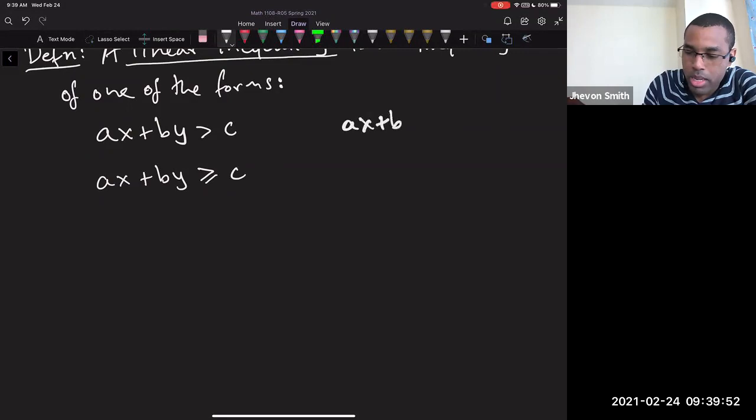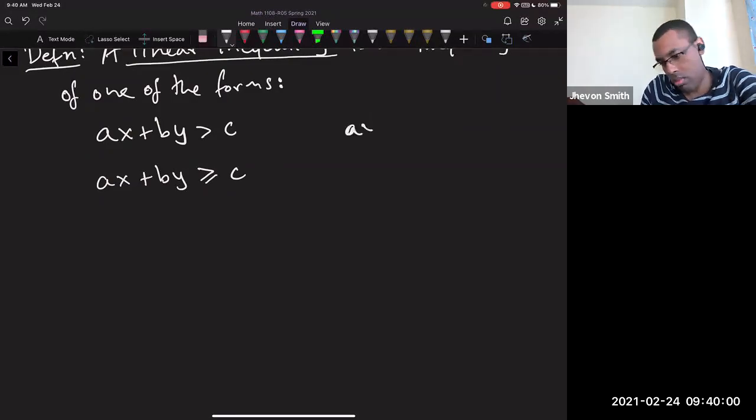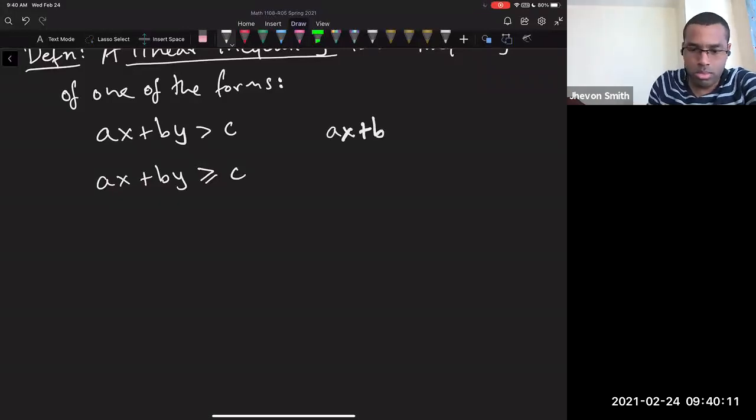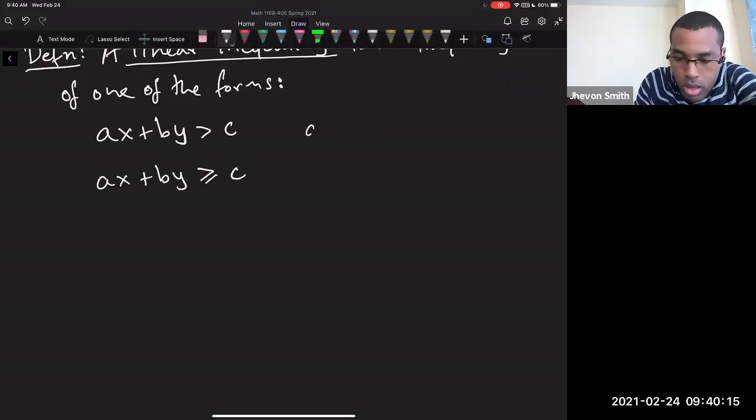Ax plus by. For some reason, I write very thick in this location. I think my table is uneven.